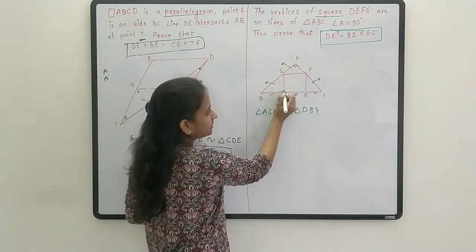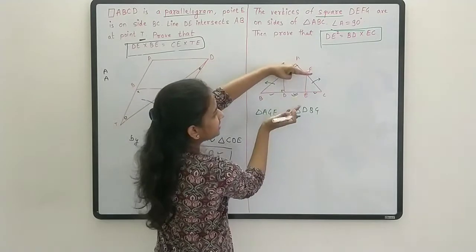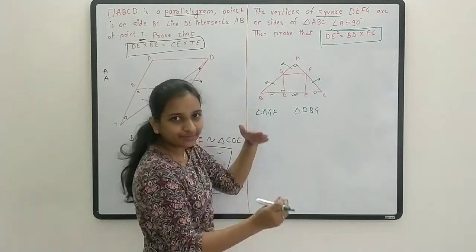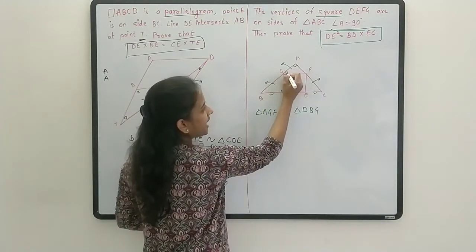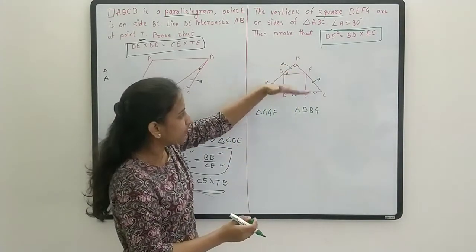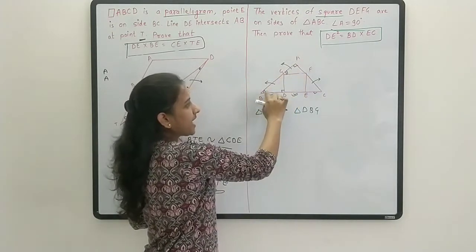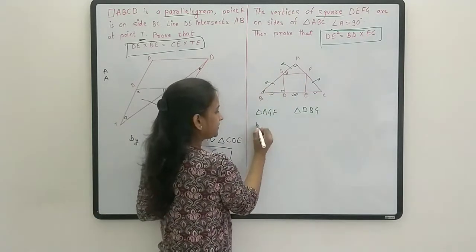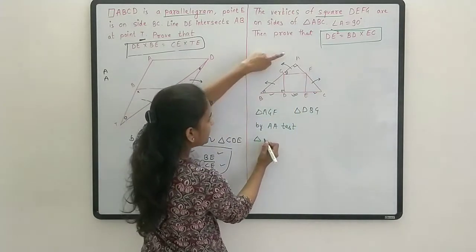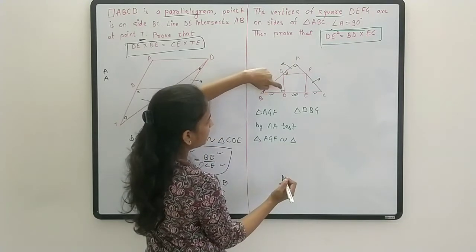Fine. Now, here one angle is 90 degrees. As this is a square, this angle is also 90. And the next angle is like this. See, GF is parallel to BD because it's a square. So sides are parallel. So this angle is equal to this angle as they are corresponding angles. These two are parallel lines and this is a transversal. So in these two triangles, two angles are equal. So by AA test, we can say these two triangles are similar triangles. So triangle AGF is similar to triangle DBG.